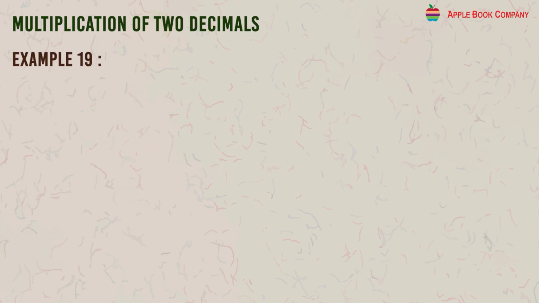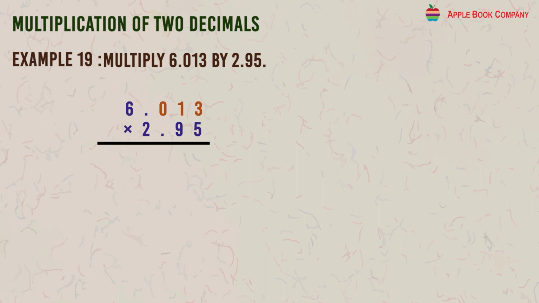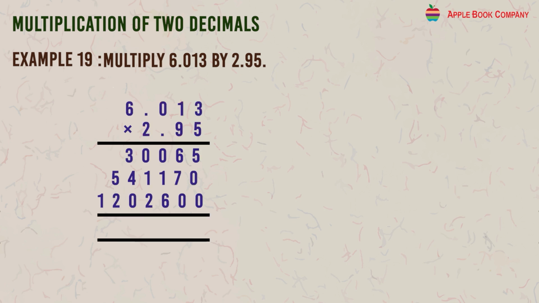Example 19. Multiply 6.013 by 2.95. 6.013 has 3 decimal places. 2.95 has 2 decimal places. So multiply it in the normal way, multiplying by 5, again by 9, again by 2, and the answer is 1773835. Since it has 5 decimal places, it becomes 17.73835.